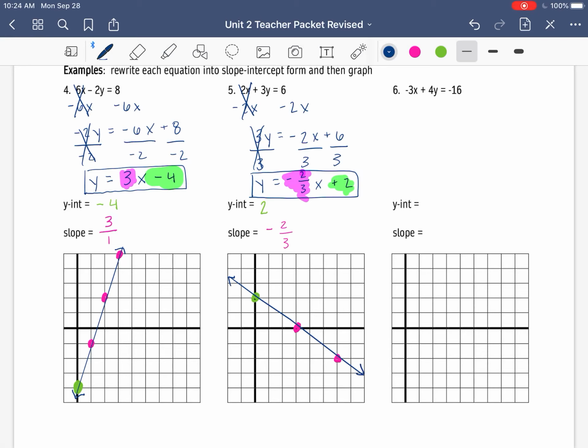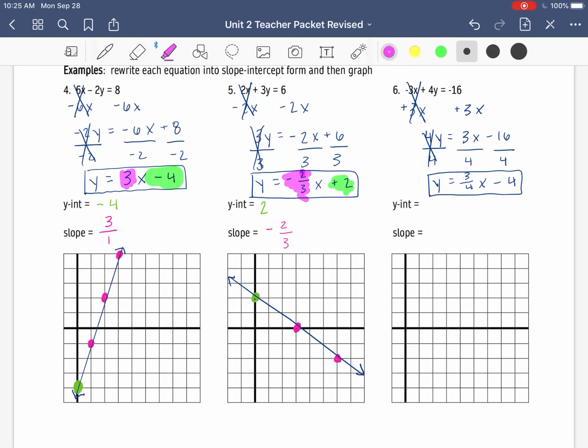All right, I want you to try this last one totally by yourself. So get y by itself, find the y-intercept, find the slope, and try to graph it. And then unpause when you're ready to check. So we should add 3x on both sides since it started as a minus. We'll have 4y equals 3x minus 16. And we'll divide everything by 4, which will give us y equals 3/4 x minus 4.